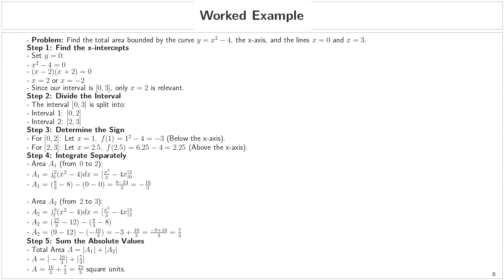Finally, in step 5, we sum the absolute values to find the total physical area. We take the absolute value of negative 16/3, which is 16/3, and add it to the absolute value of 7/3, which is 7/3. This gives us a final total area of 23/3 square units. As you can see, by following this systematic approach, we avoid the error of letting the negative region cancel out the positive region. In the next slide, we will discuss some common mistakes that students often make when performing these types of calculations.